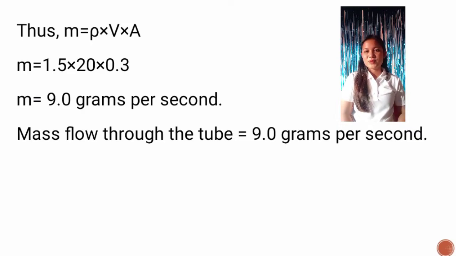Thus, M equals P times V times A. M is equal to 1.5 times 20 times 0.3. So, M is equal to 9.0 grams per second. So, the mass flow through the tube is equal to 9.0 grams per second.